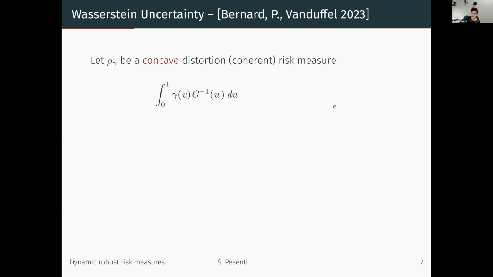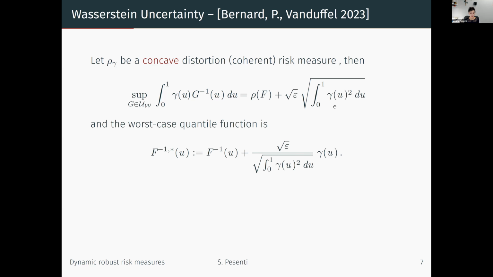You integrate the quantile function, and then you multiply with what I call gamma, which is a density in (0,1). And any density gamma gives rise to a distortion risk measure. Here what we require is that gamma is increasing, which then gives you a coherent risk measure. So again, what you can do here is look at the worst case. You take the supremum over alternative distribution functions G that lie within an epsilon ball around the reference distribution, where the ball is characterized by the Wasserstein distance.